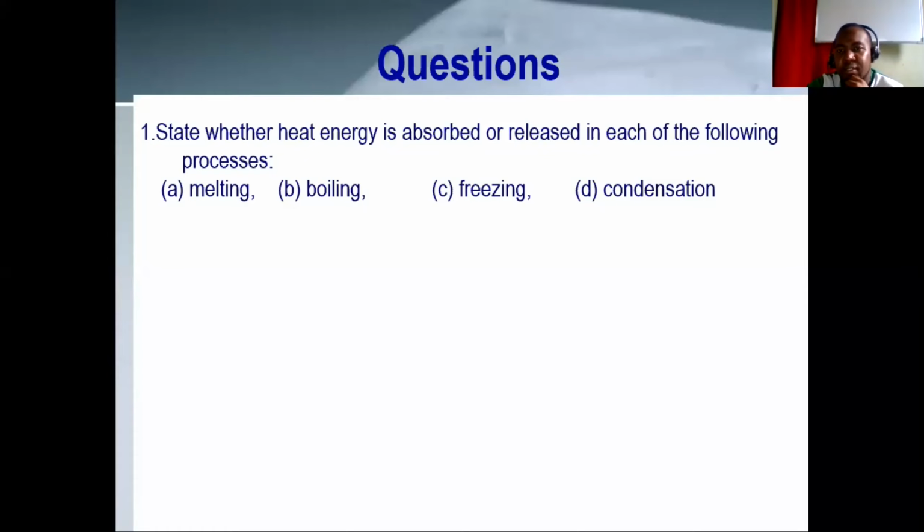It would release, right? And then condensation, release as well. All right.